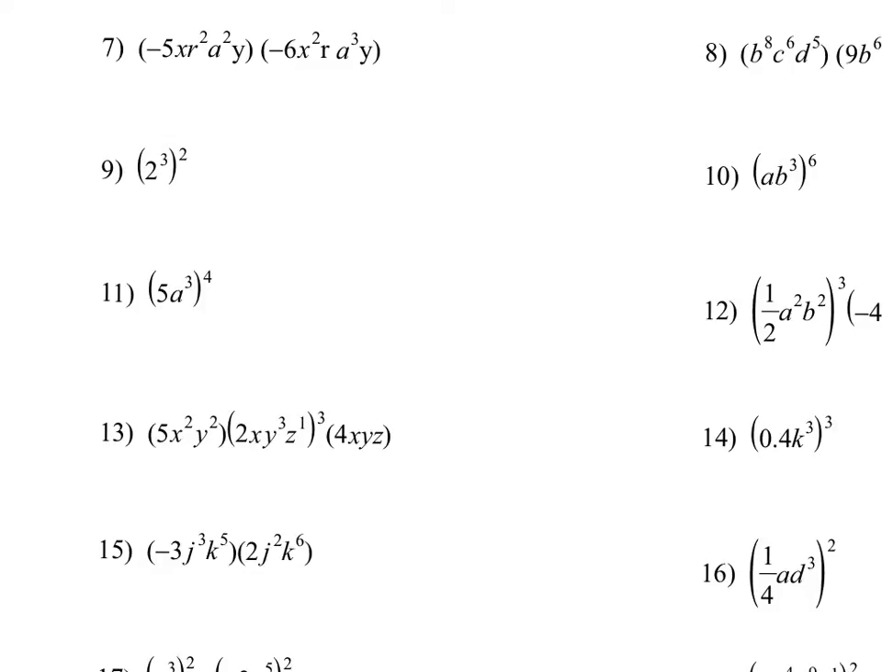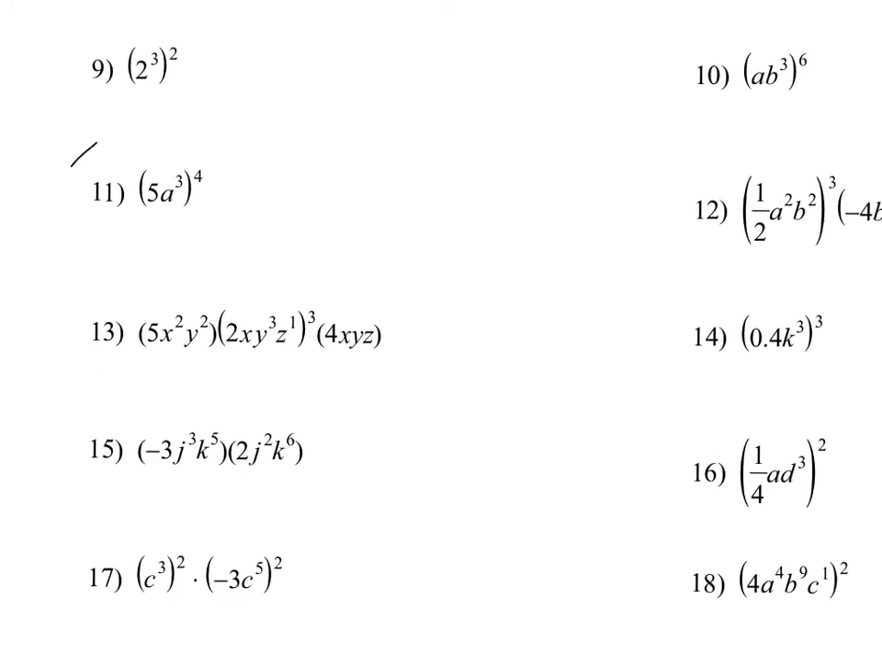So if we go down to number 11, now you have a monomial raised to a new power. Now when it's just multiplication or division inside the parentheses, the power gets distributed. But again, only when it's a monomial can you distribute a power like that. When you do that, you'll get 5 to the 4th, and you'll get a to a new power. Now when you raise a power to another power, you multiply. So 3 times 4 would give us 12.